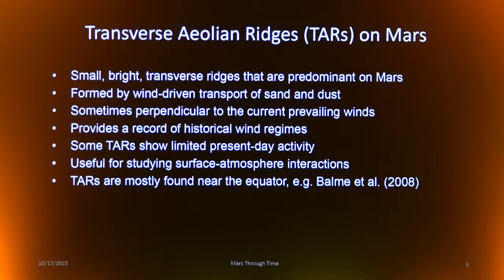So what are tars? They're small, bright, transverse ridges that are predominant on Mars, formed by wind-driven transport of sand and dust. Sometimes perpendicular to the current prevailing winds, they provide a record of historical wind regimes. Some tars show limited present-day activity, useful for studying surface-atmosphere interactions. Tars are mostly found near the equator. So here's an image of these tars.